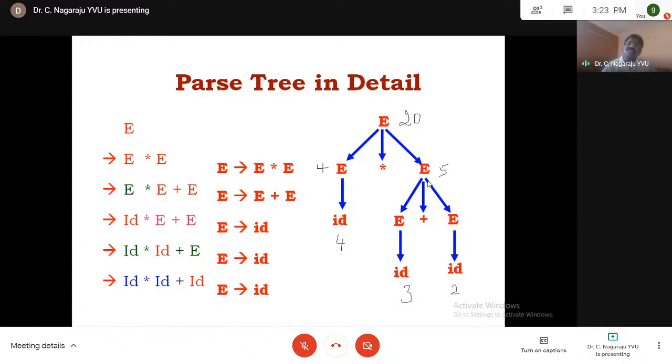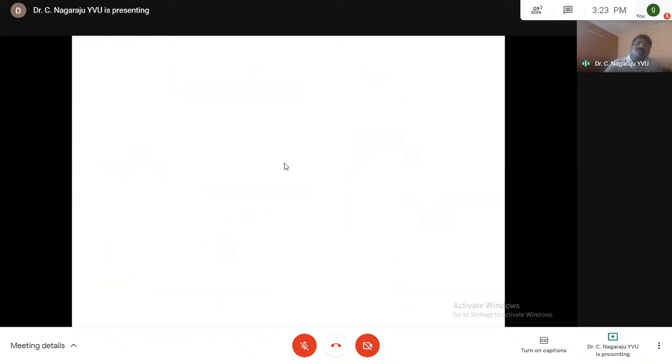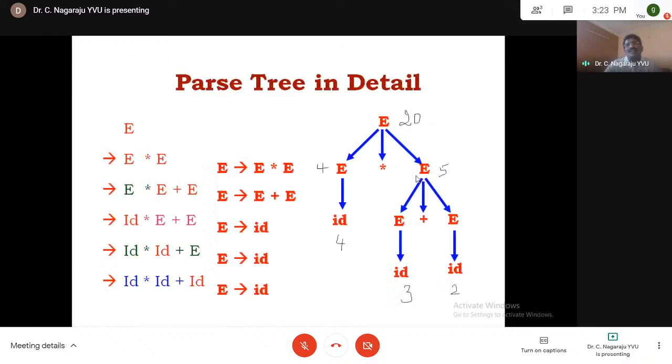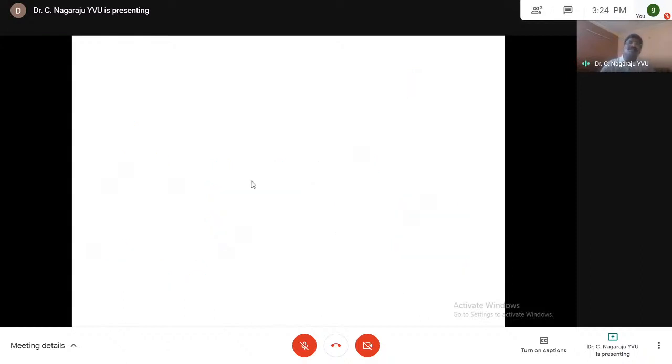But how to construct the parse tree? How to choose the productions, right? This is very important. For example, derivations are how to derive the tree. Suppose I have taken it like this. As a human being, we can choose this one, because the first star is there. That's why I chose this one. But how will the compiler identify how the parse tree can be executed? For that purpose, we can use derivations.